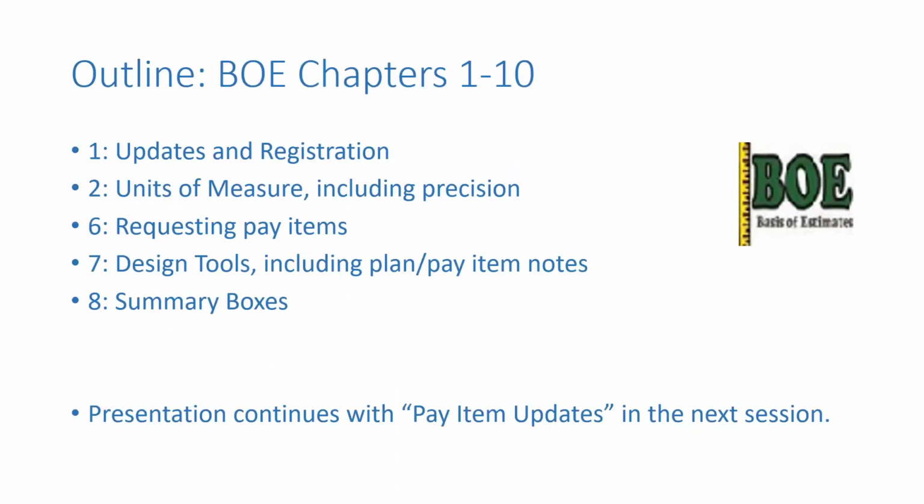Looking a little closer at chapters 1 through 10, chapter 1 addresses the updates and registration, chapter 2 the units of measure including the precision, chapter 6 with requesting items, 7 with some various design tools including the pay item notes and some do's and don'ts, and chapter 8 with a summary box.